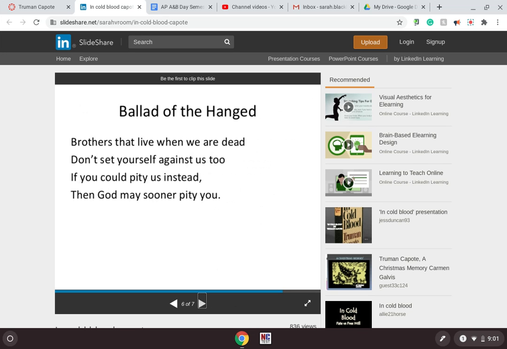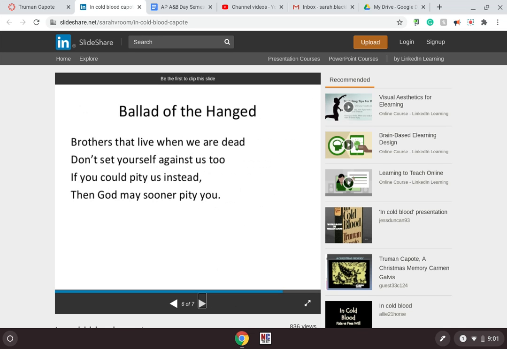So it kind of makes you wonder right from the start, what is Capote's agenda? What is he trying to tell us with this poem? Should we feel sorry for the criminals who did this? The men who slaughtered this family? Should we feel pity for them? Should we feel sympathy for them? It's a very, very interesting epigraph.